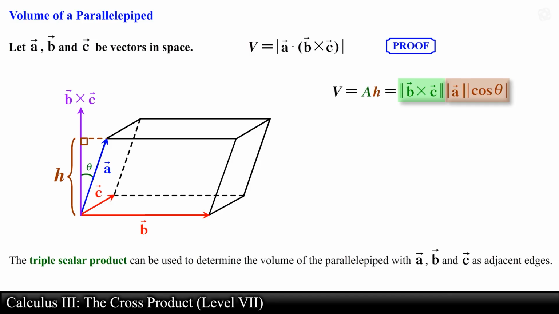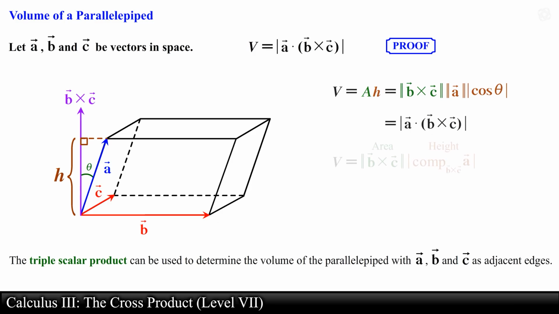Substituting these expressions for the area of the base and the height, we obtain the following expression for the volume of the parallelepiped. Recall that this is nothing more than the geometric definition of the dot product, making sure we take the absolute value since volumes are positive values.